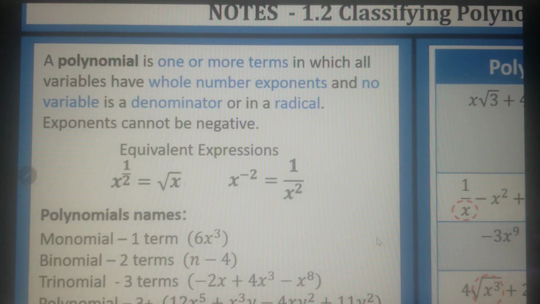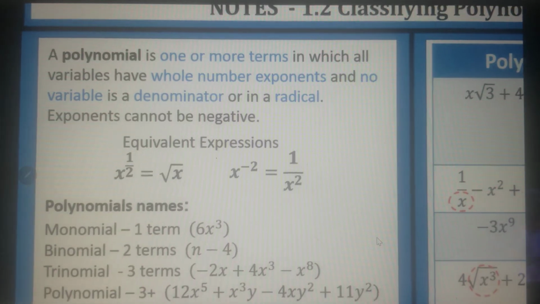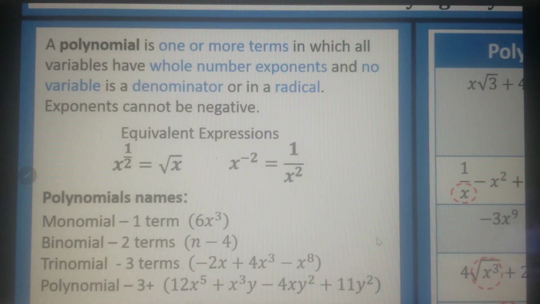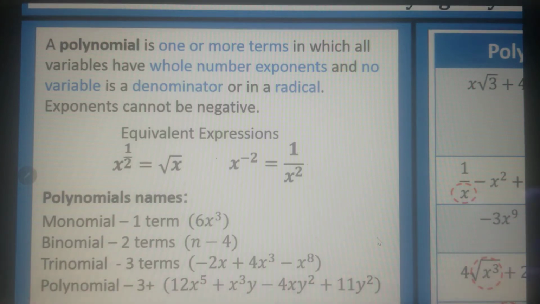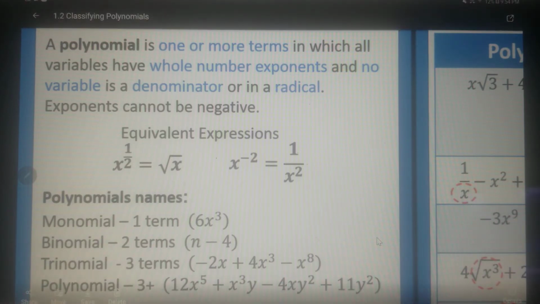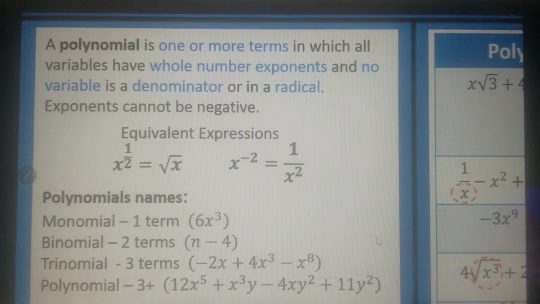Let's remember some equivalent expressions. A fractional exponent is the same as a radical. And a negative exponent is the same as having the variable in the denominator. So if it doesn't have any of those four things, a fraction, a radical, a negative sign, or the variable being in the denominator, it's going to be a polynomial.